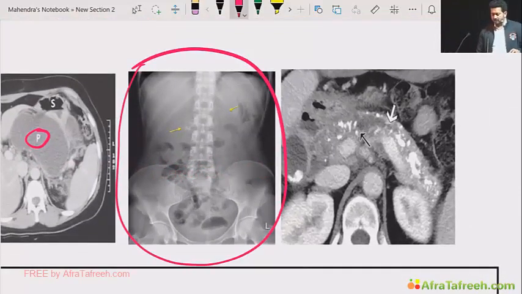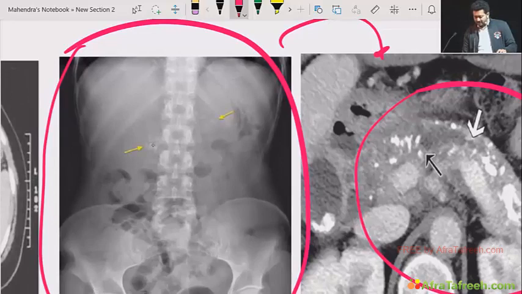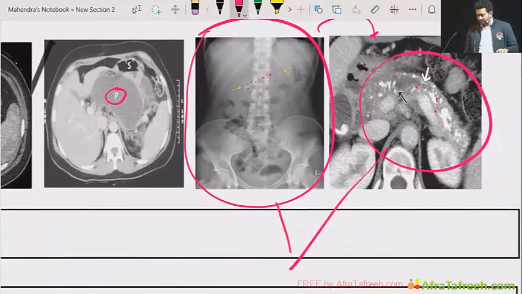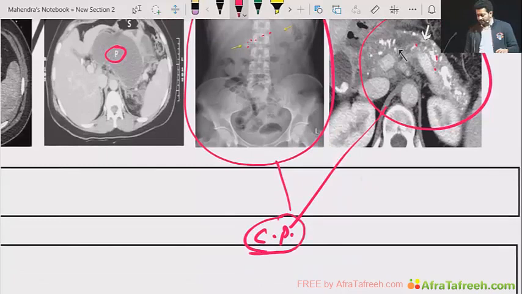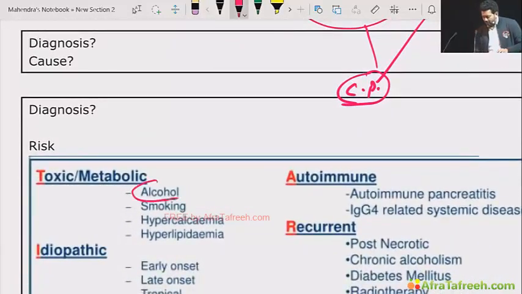A plain X-ray, and the complaint of the patient is pain abdomen, especially after meals. In the same patient, if you do the CT scan, you will find something like this. What is your diagnosis? You can see calcification in this area. You can see calcification in the pancreas. Calcification in the pancreas, chronic pancreatitis. No confusion, chronic pancreatitis. The most common cause here is alcohol. Alcohol is the most common cause.